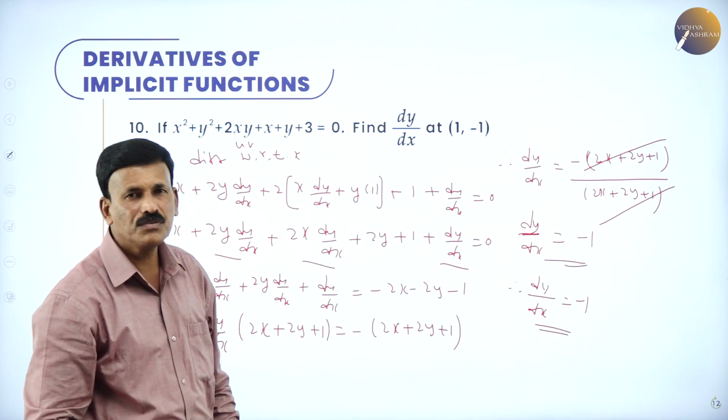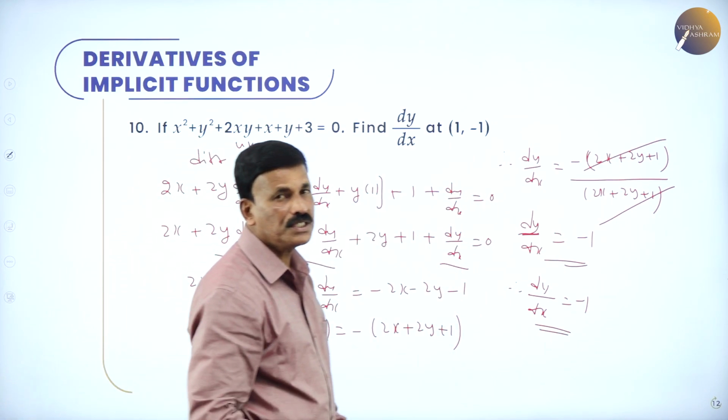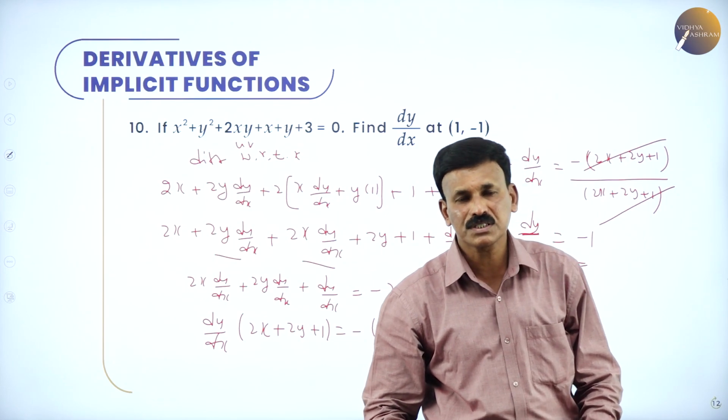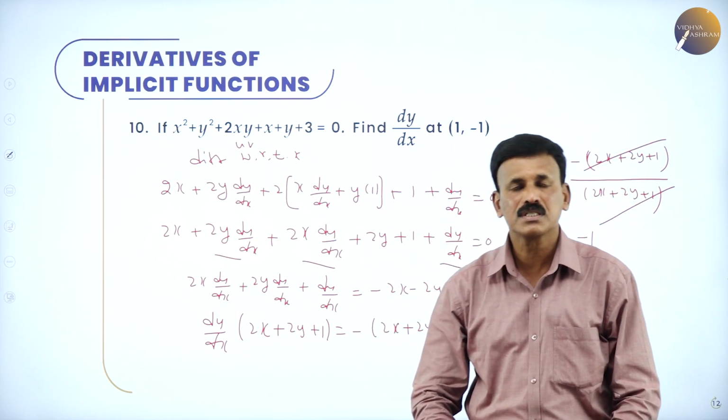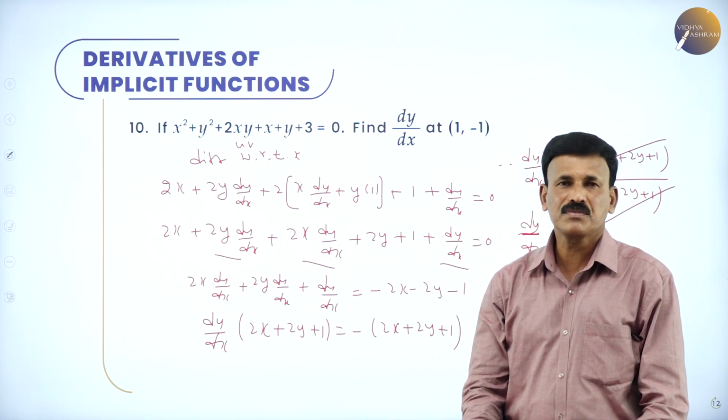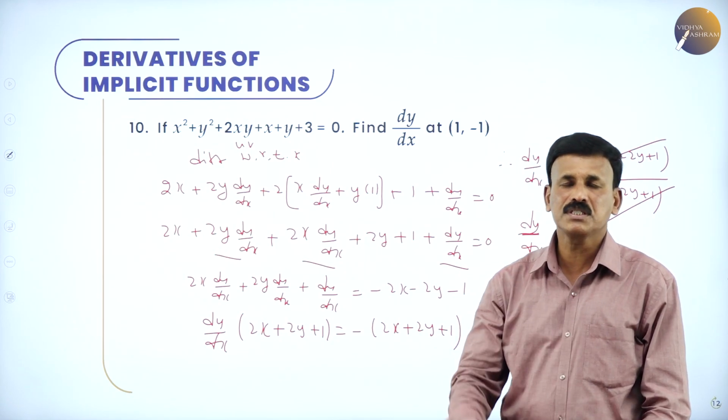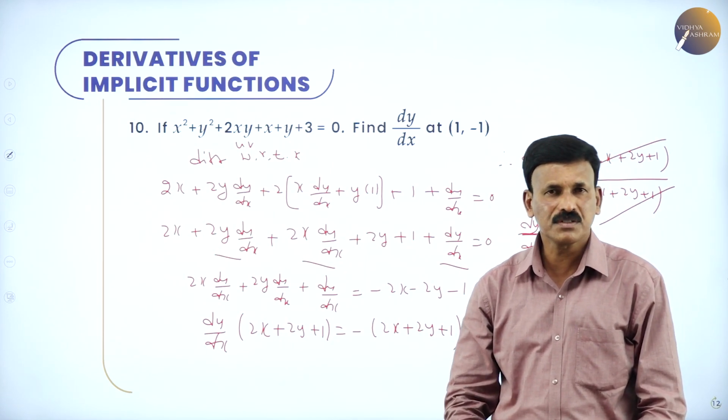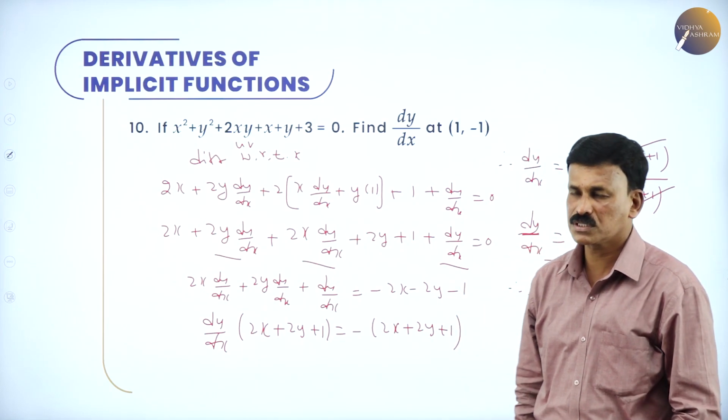That's it. This is how we are going to differentiate these implicit functions. Followed? Hope you understood this. This type of problem is very, very important for the point of examination. Definitely you will get at least one question, either for 2 marks or for 3 marks.